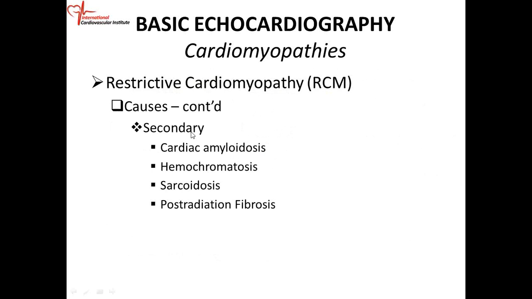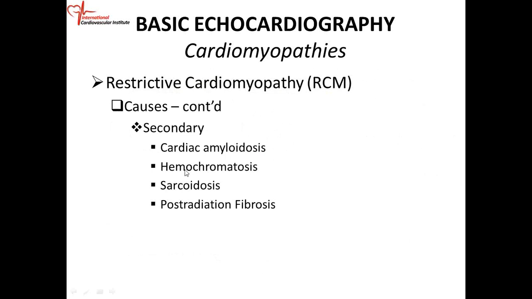So the heart muscle becomes infiltrated. Okay, they're not very common. So the primary causes are not very common, but you still have to know them. Secondary causes now. One of the most common is amyloidosis. The patient will have amyloidosis all over, and then the heart becomes infiltrated with amyloid.